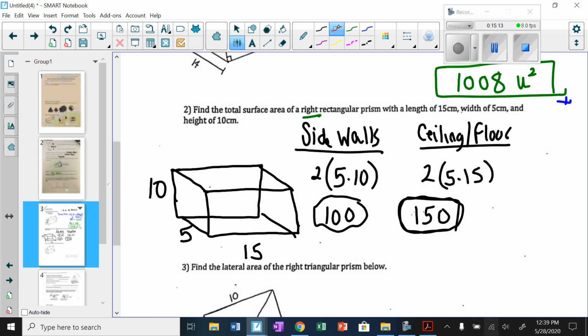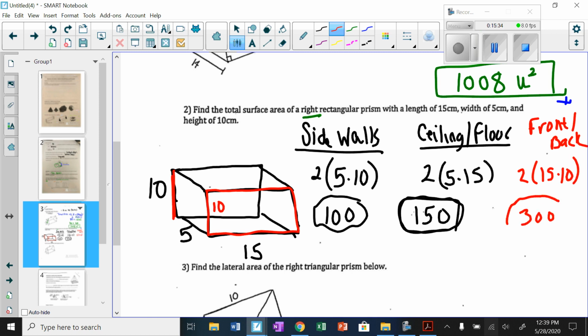And then last but not least, we have front and back. That's going to be 2 times, let's see, this base is 15, and the height has to be the same as this, which is 10. So we are 15 times 10, which is 150 times 2 is 300. So the total area is going to be all of these added together, which will be 550 centimeters squared.